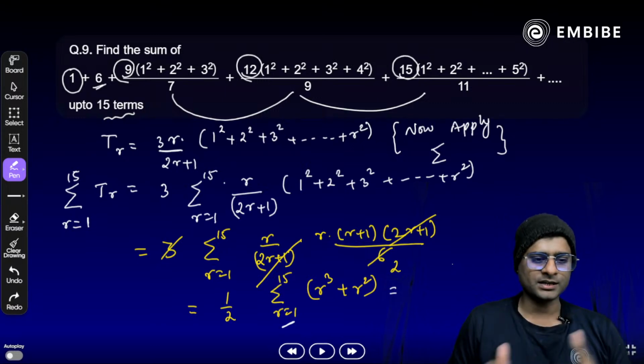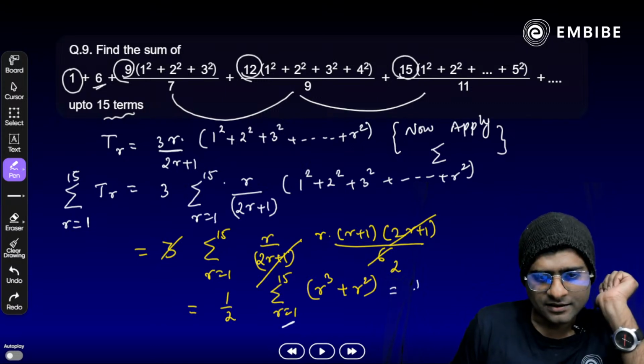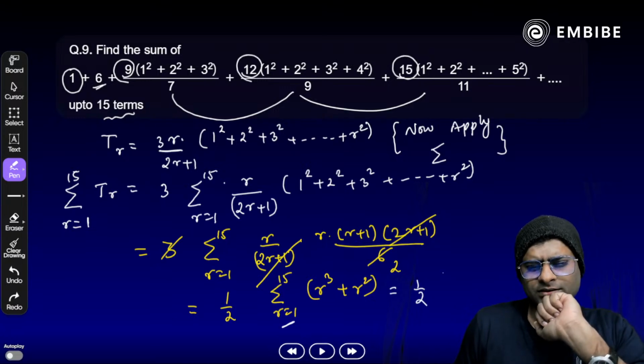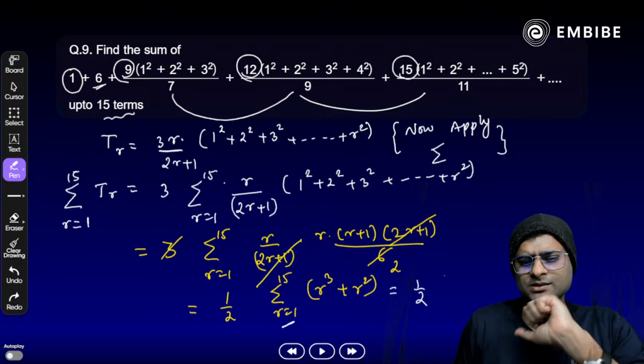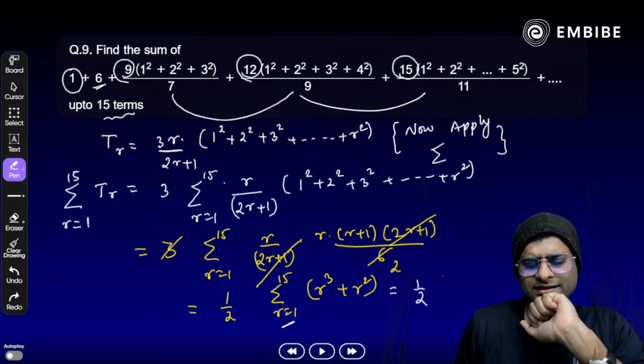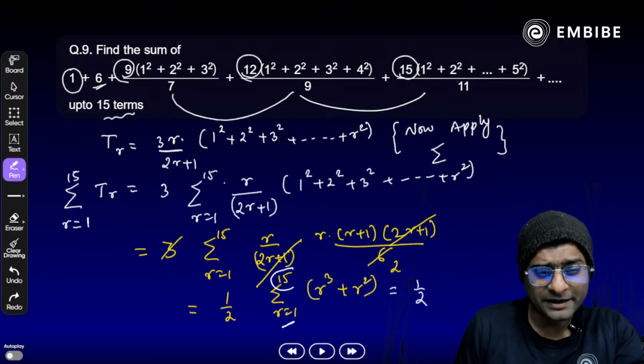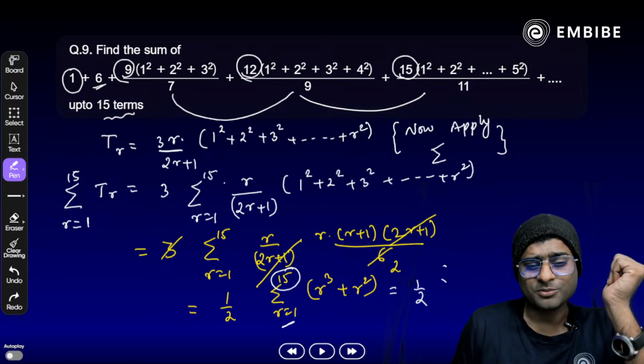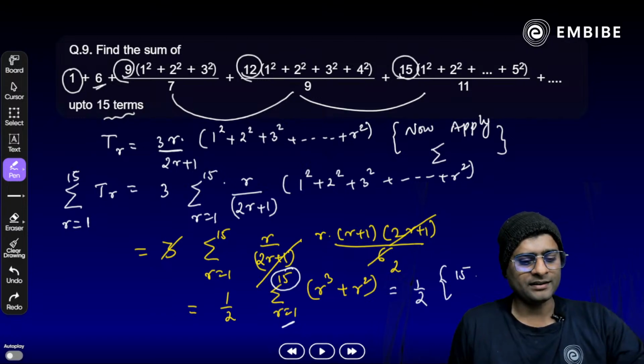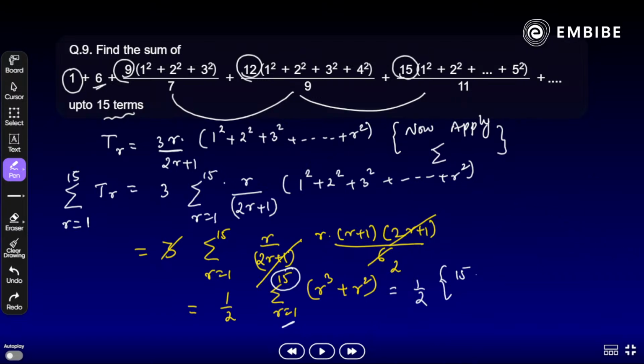It's okay, Anushka, no worry. Yes, (n plus 1) by 2 whole square. Till where is n going? What is the limit here? 15. So that should be what? 15. Yes, 15 plus 1, 16 by 2 whole square.